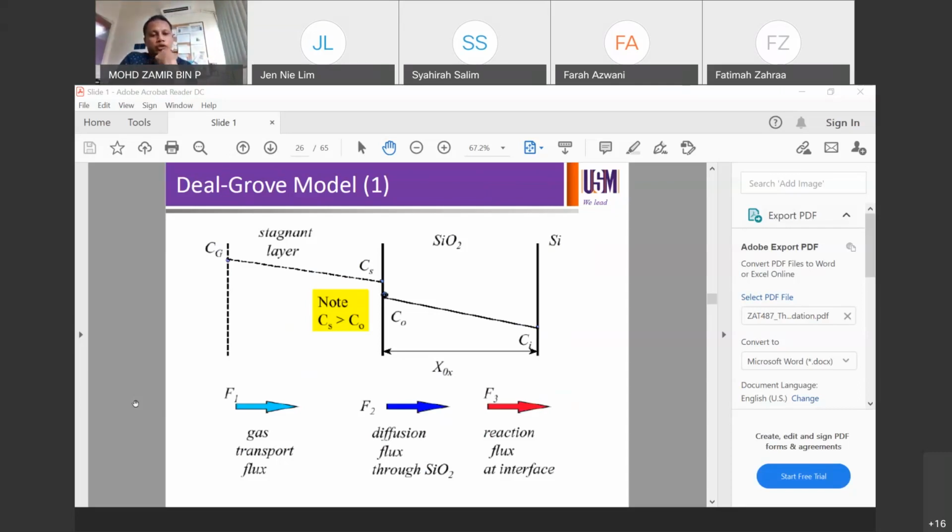Okay, so we call the concentration of the gas as Cg, concentration of the gas reaching the oxide surface as Cs, concentration of the oxidant, if you like, at the surface within silicon oxide, C0, and then Ci is the concentration of the reactant at the surface of silicon. The XOX there is the thickness of the oxide grown through the process. So we get kind of flux 1, flux 2, and flux 3. So F1, F2, and F3.